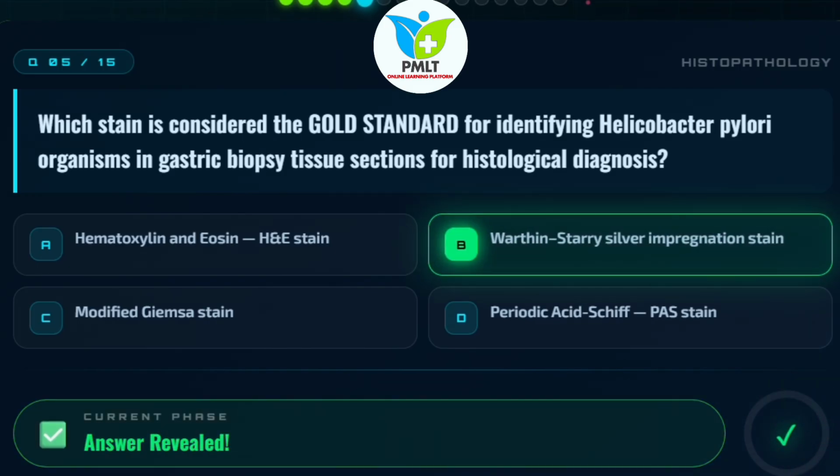Correct answer is B. Warthin-Starry silver impregnation stain. Warthin-Starry silver impregnation stain is the gold standard for H. pylori in tissue sections. Silver deposits on bacteria appear as dark brown-black organisms against a golden-yellow background. It provides superior sensitivity and specificity over Giemsa.